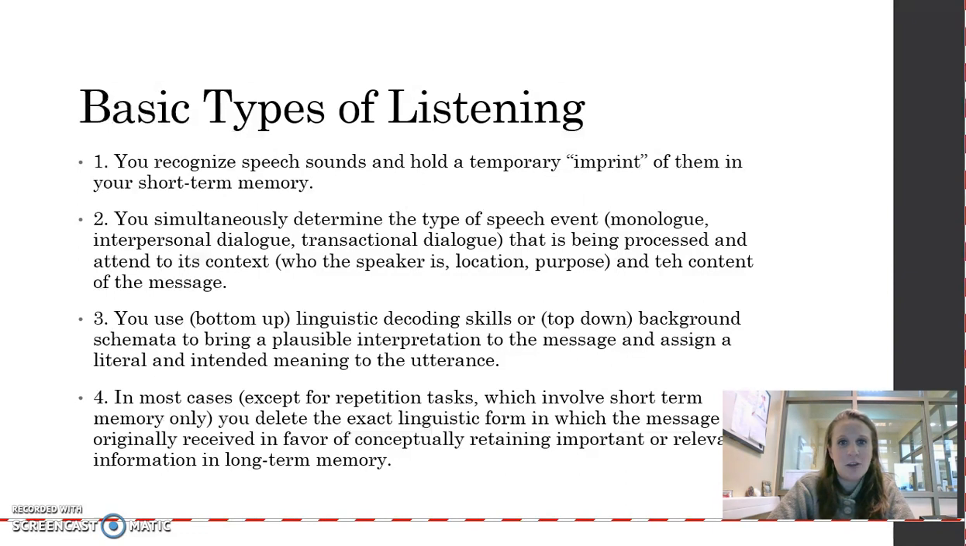you delete the exact linguistic form in which the message was originally received in favor of conceptually retaining important or relevant information in long-term memory. This is why listening to fill in the blank is not the best, because that's not how we actually listen or what we listen for. In real life, nobody asks me for a specific piece of what they said. I need to understand what was most important about what they told me, what the main idea was, to be able to take notes. That helps me to understand what was most important, and that's how we listen.